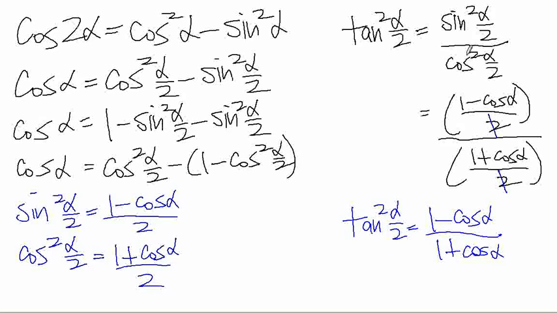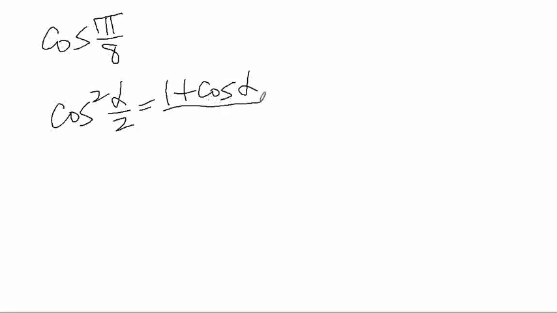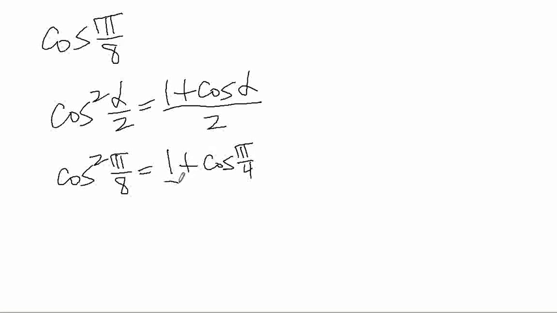Now, let's use these identities in a few exercises. So how would we determine the cosine of pi over 8 without a calculator? Now, pi over 8 is not a special angle measure, but pi over 4 is. So why don't we use the following identity. The cosine squared of alpha over 2 equals 1 plus the cosine of alpha all over 2. And let's replace alpha with pi over 4. So that'll give the cosine squared of pi over 8 equals 1 plus the cosine of pi over 4 all over 2.